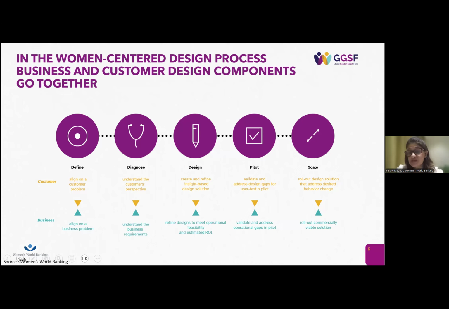At the pilot stage, we're looking to validate the design. Did the solution that we design actually bring about customer behavior change in the field? And for the business, we're really looking to understand when we took it live, what are the operational gaps? Is there something that we need to change or improve for it to actually work in the field? And finally, when we are looking to scale the solution, we're looking for behavior change at scale. And for the business, we're looking to roll out a commercially viable solution.